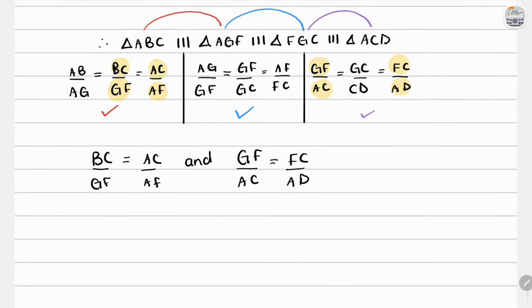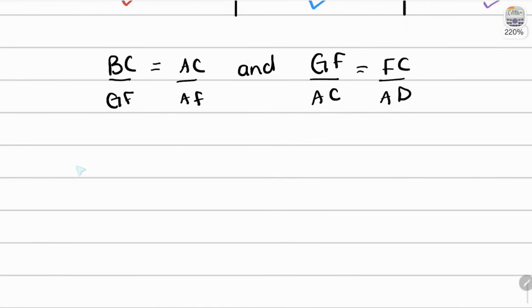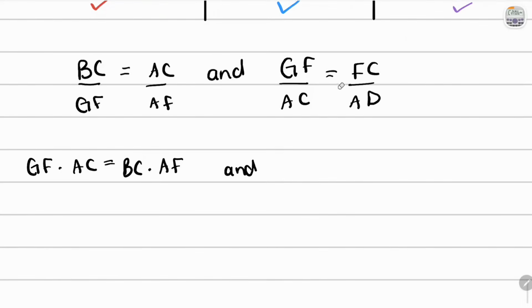Okay, so let's get multiplying and let's see what we get. When we cross multiply here, we're going to get BC times AF. Let's put the GF first because it starts with GF in the proof. So GF times AC is equal to BC times AF. And then the second equation, again starting with GF, is GF times AD is equal to AC times FC.